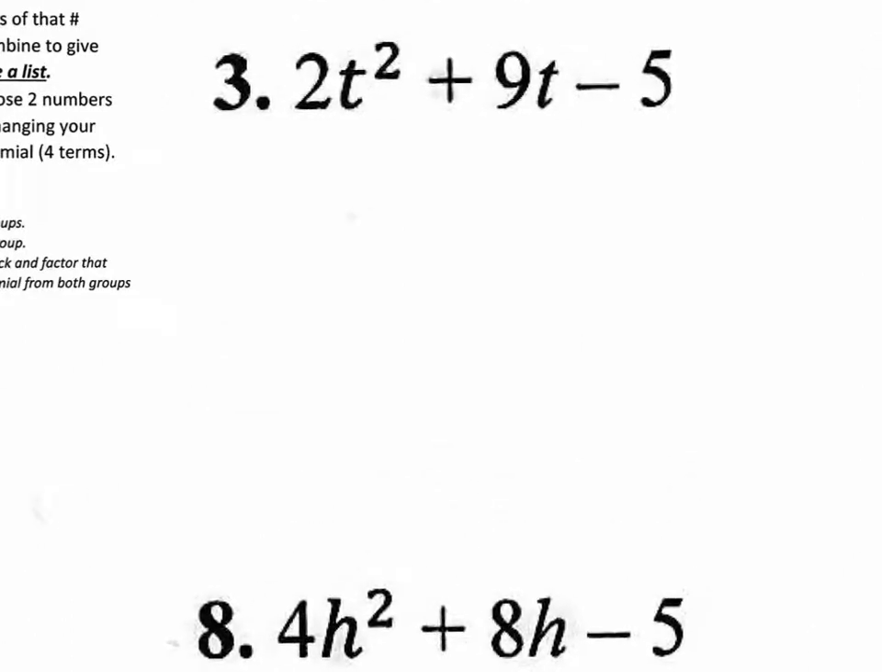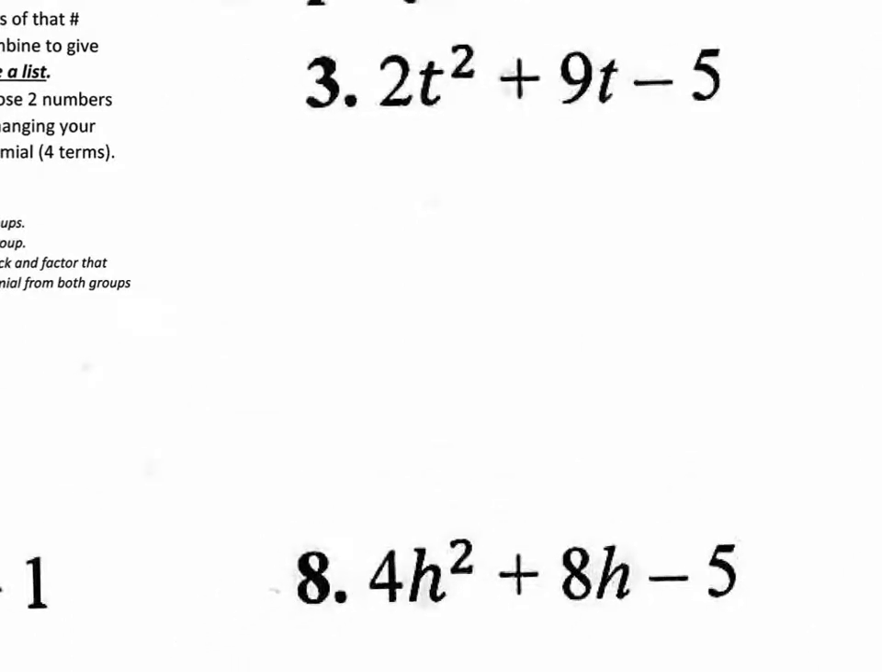Number 3. So step 1 is to do a times c. And what is a times c? The a value is 2. The c value is negative 5. So 2 times negative 5, that is negative 10. Are you with me?